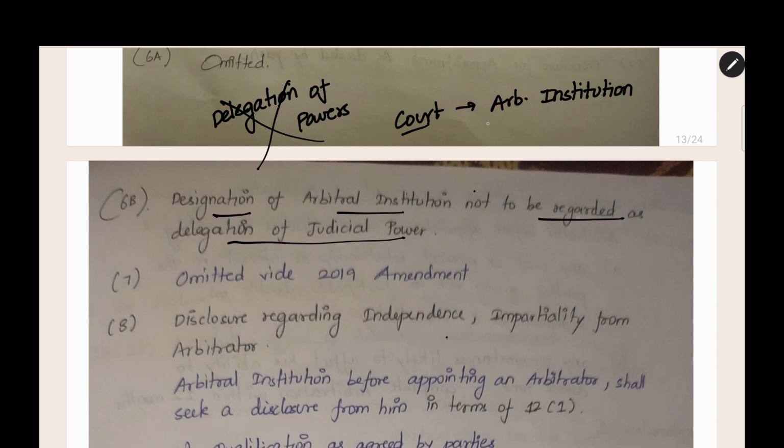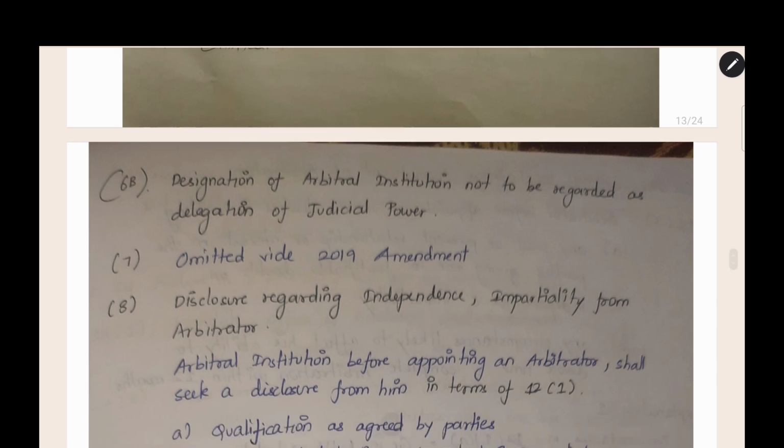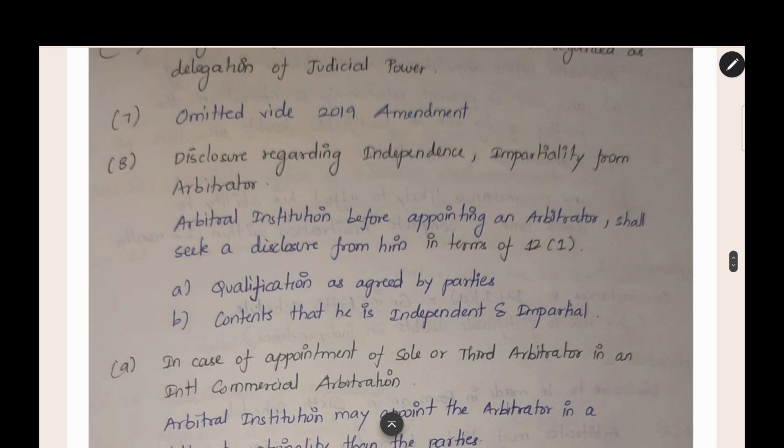So the court will appoint an arbitral institution just to take up the case, not giving any of the judicial power to the arbitral institution. It is just appointing it to take up the case. Subsection 7 is omitted, and subsection 8 deals with disclosure regarding independence and impartiality from the arbitrator. We already saw that the arbitrator should be very independent and impartial. He should not show partiality for any party.